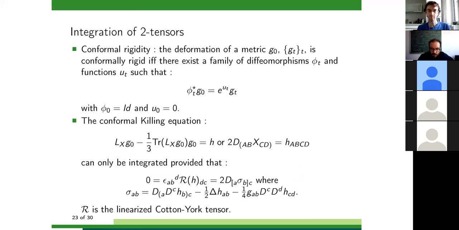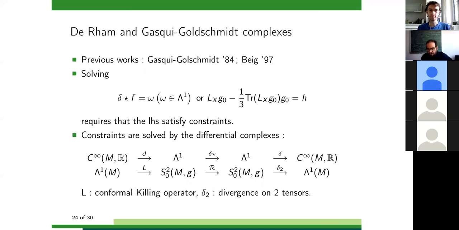Yes, I wrote explicitly the formula here, but it's quite ugly. I guess with the Cotton-York tensor, you know that in Riemannian geometry, in dimension bigger than three, the criterion for conformal flatness is that the Weyl tensor equals zero. And the Cotton-York tensor plays that role in dimension three. So you are conformally flat if your Cotton-York tensor is zero, and you are looking at the linearized Cotton-York tensor, and this is that tensor here. And these integrability properties were described in the 80s by Gasqui and Goldschmidt in a book written in French, and it was rediscovered later by a colleague, Bobby Barig, in 97, who was precisely interested in this related question to construct specific initial data for Einstein's equations.